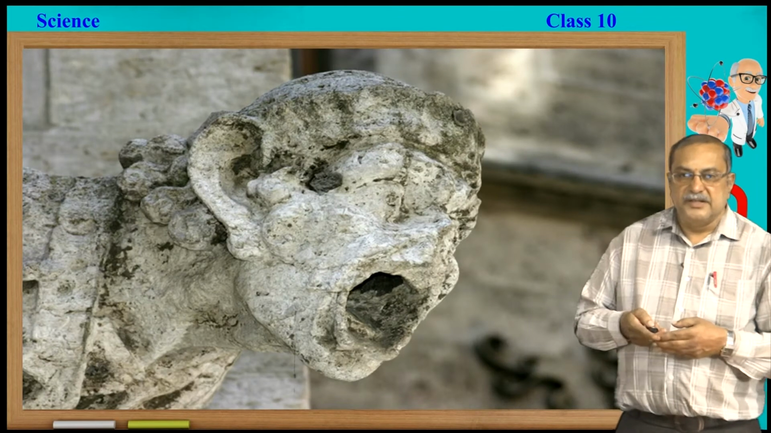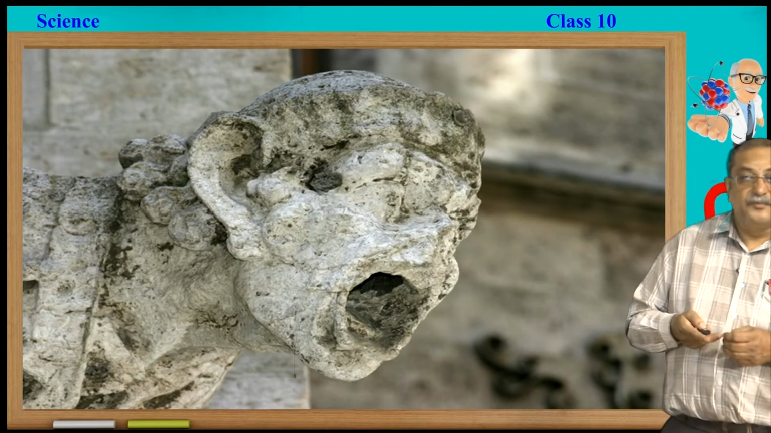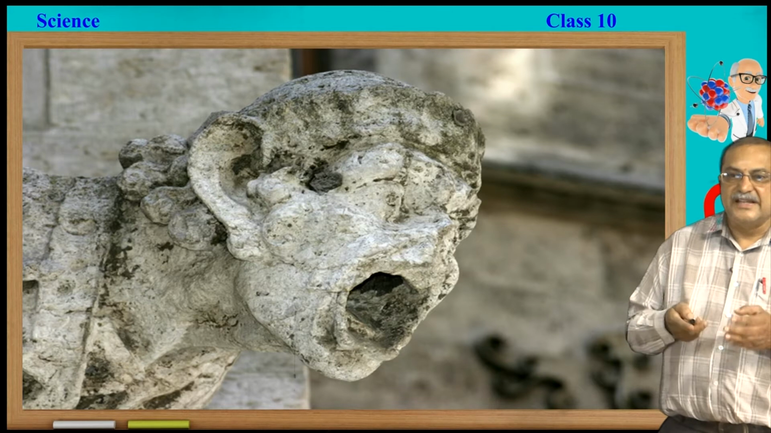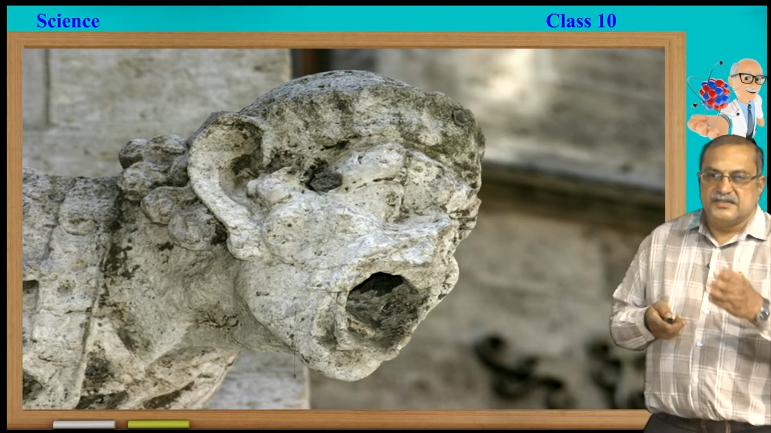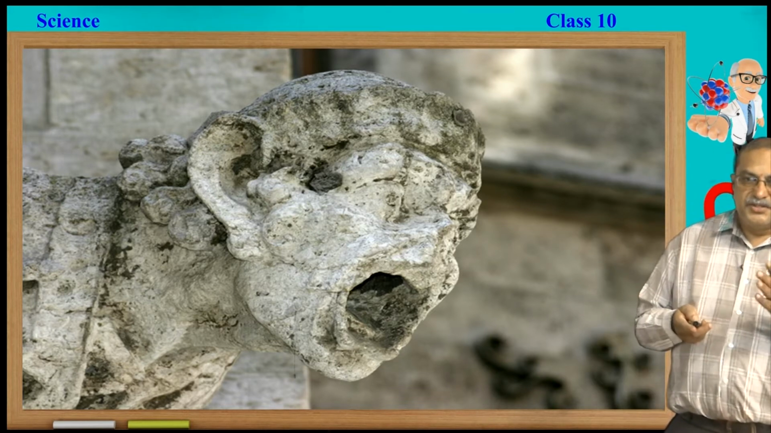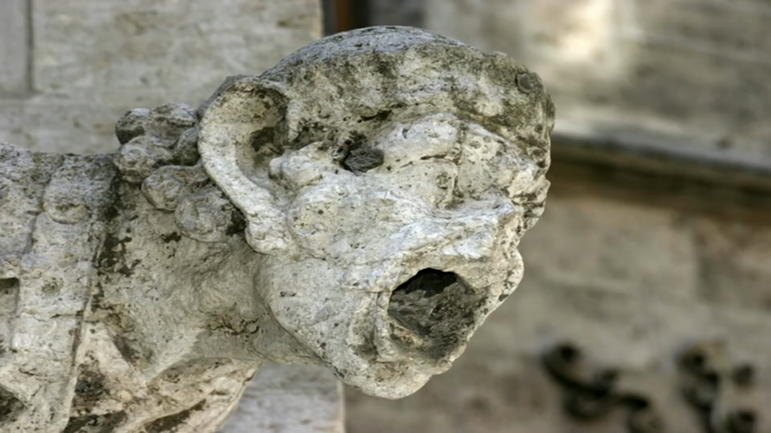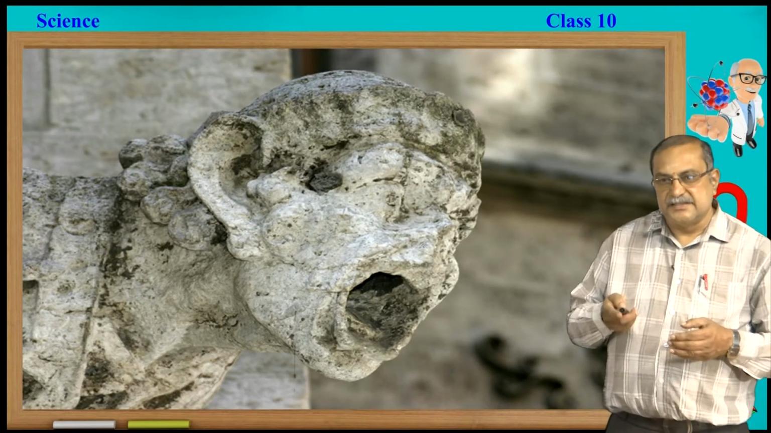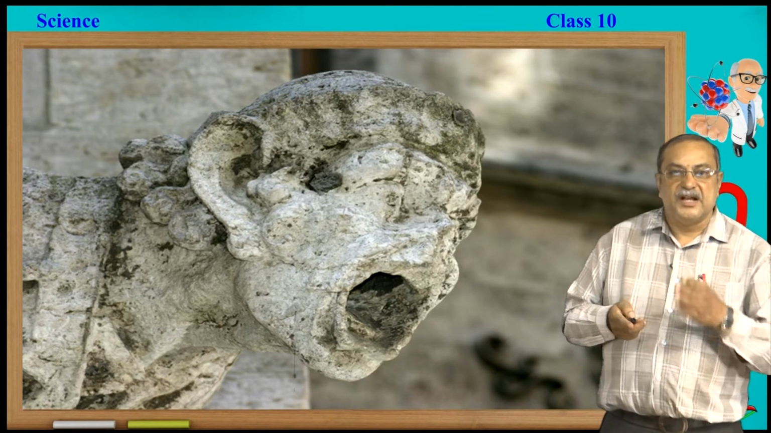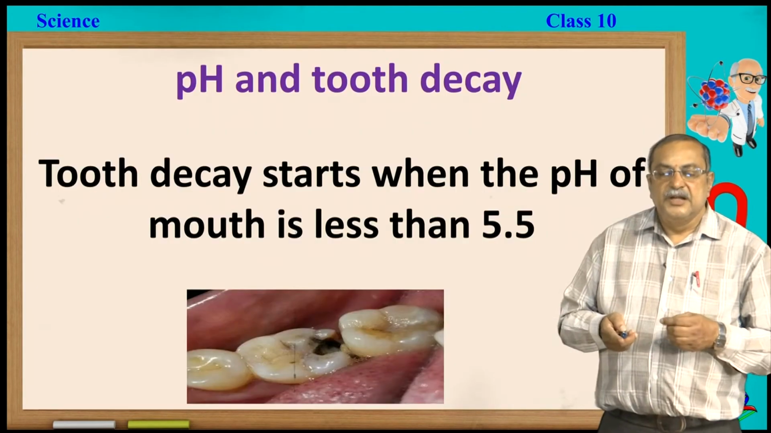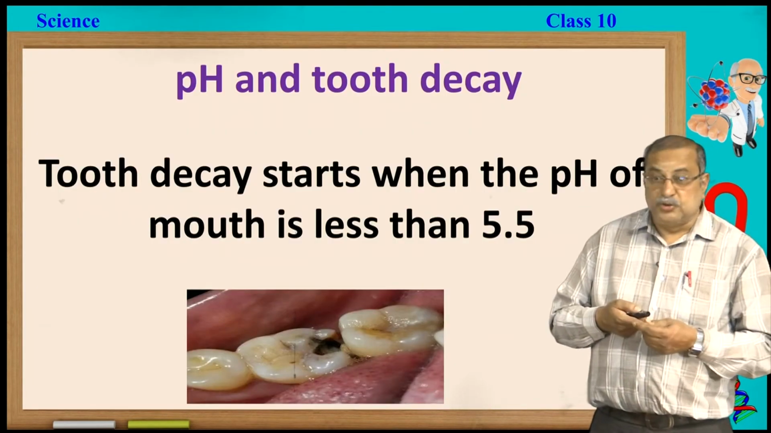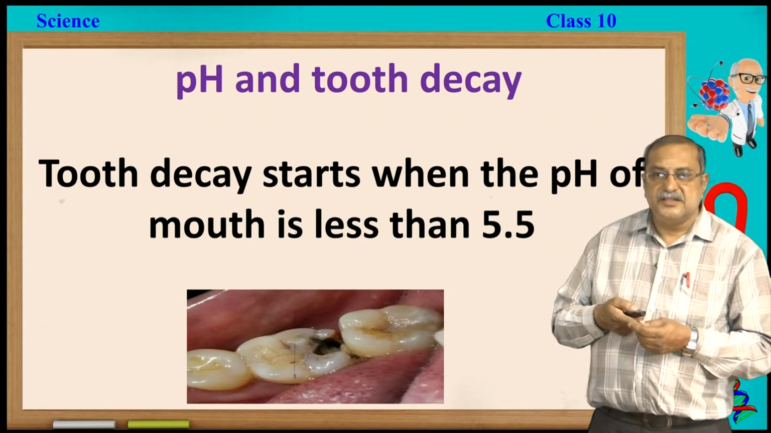See the monuments, even the Taj Mahal is becoming brown in color, which was white marble. Now, see this statue. It was beautiful once upon a time, but because of the acid rain it is corroded. See how badly it is corroded. This is due to the acid rain, the acidity in the atmosphere. Okay. Now, pH and tooth decay, is there any relationship between them?